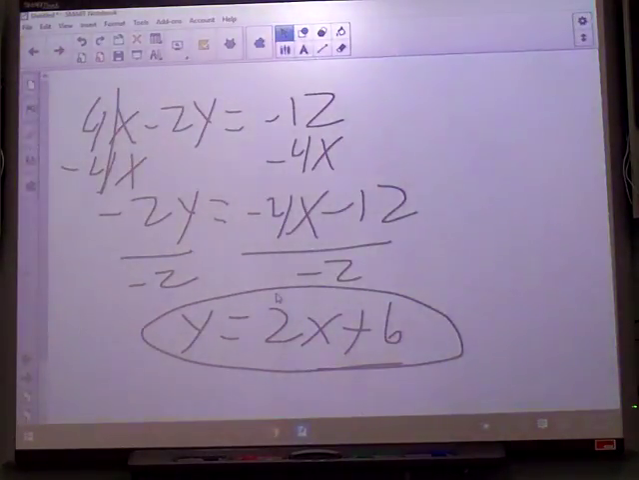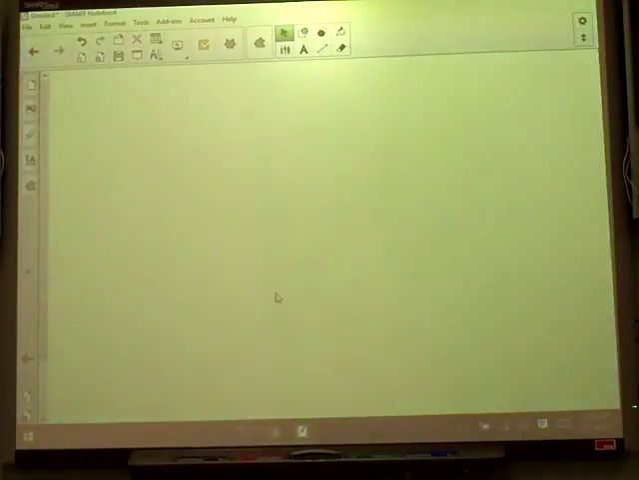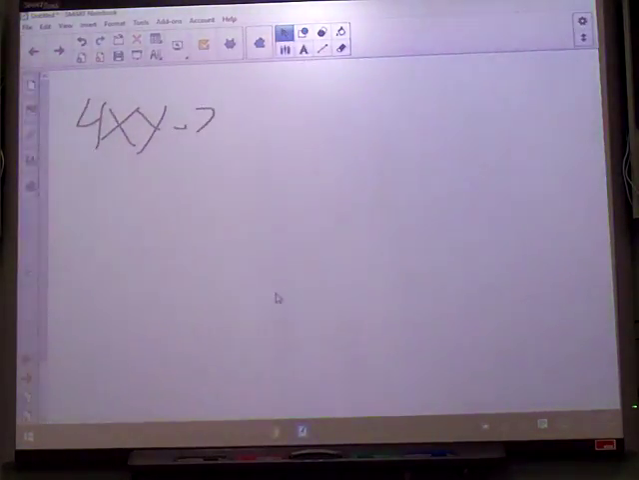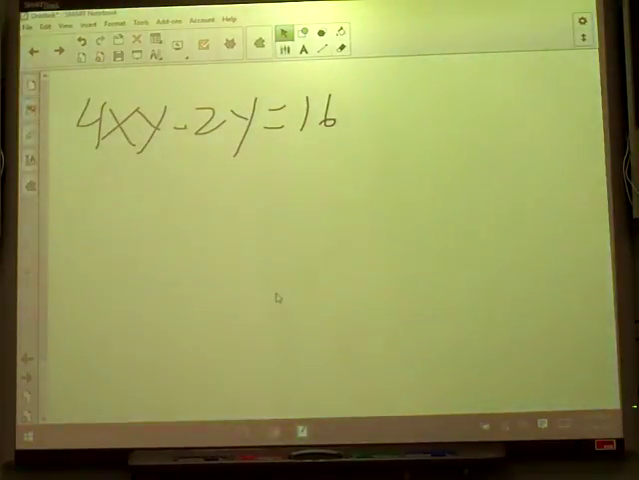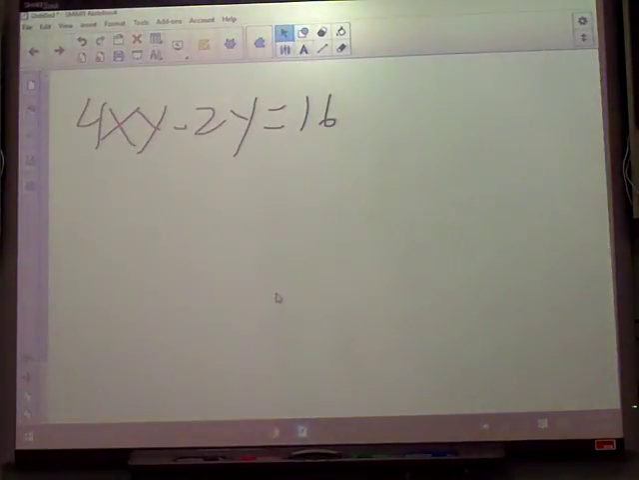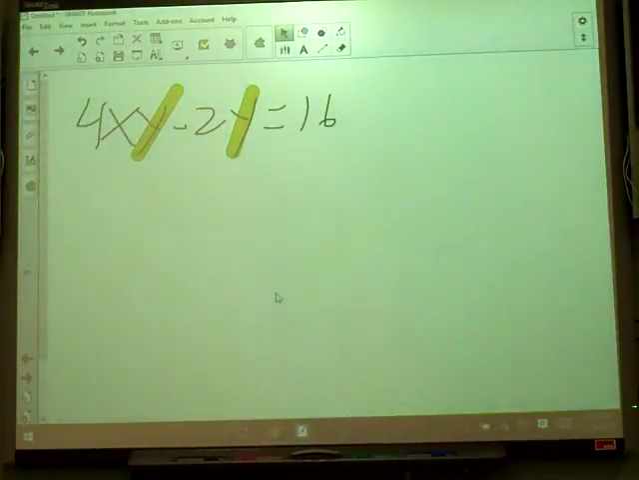I don't know. Alright, on 30. I got 4x minus 2y, or excuse me, 4xy. That's what made that one a little bit harder. 4xy minus 2y equals 16. Okay, the dilemma on this one is it's got a y in both pieces on the left. So when you've got something like that and you're trying to solve for y, I'm going to factor it out.